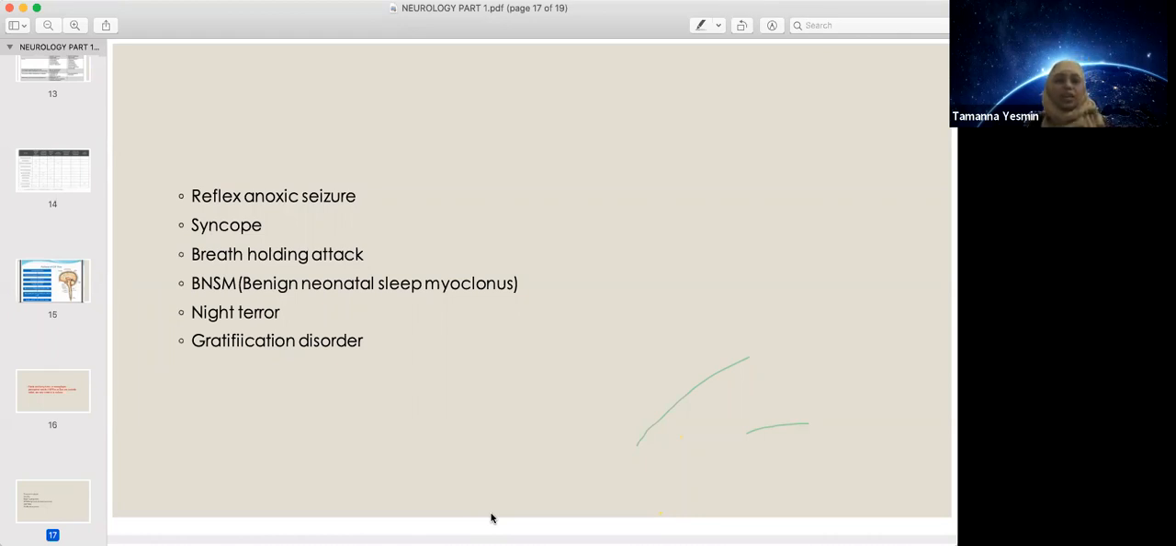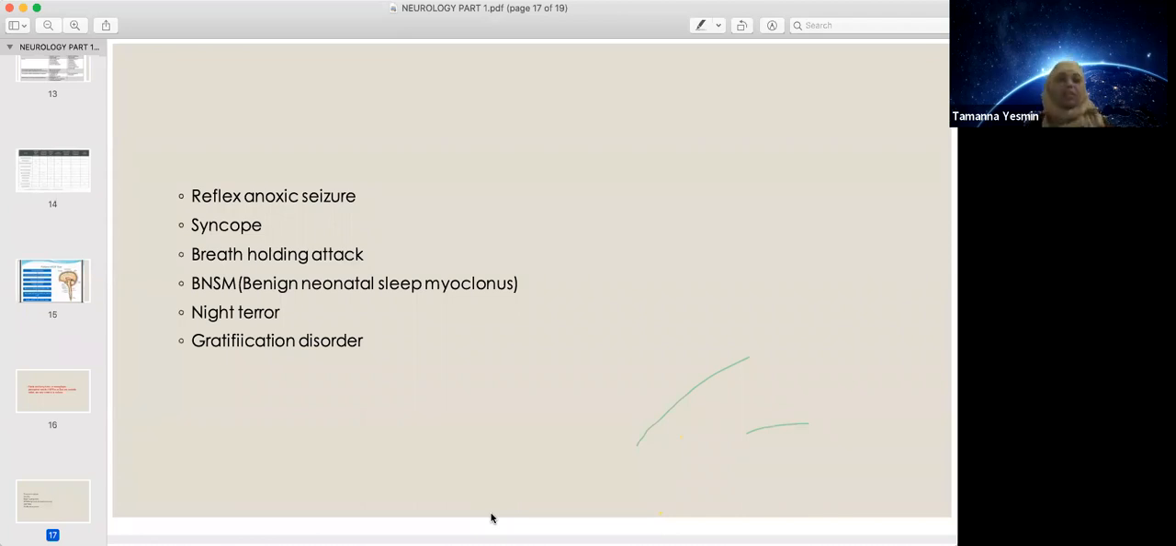And when you touch the child, the seizure stops. This is benign neonatal sleep myoclonus. Usually there is no risk factor like asphyxia, hypocalcemia, hypoglycemia. There is usually no risk factor. No EEG is needed. Nothing.